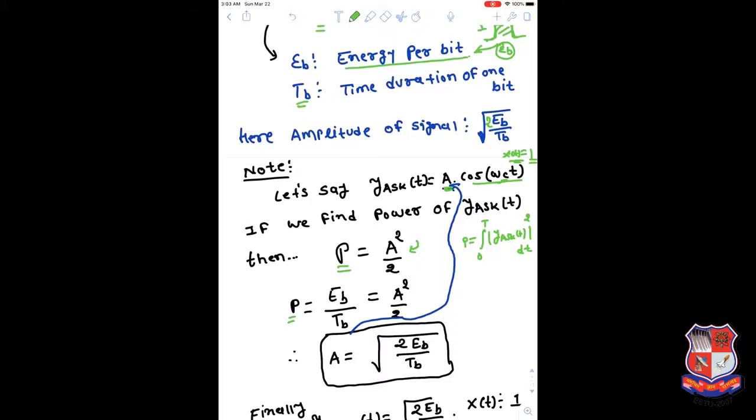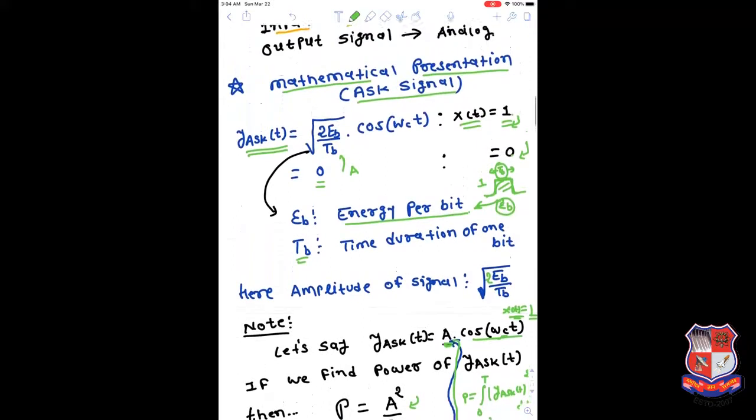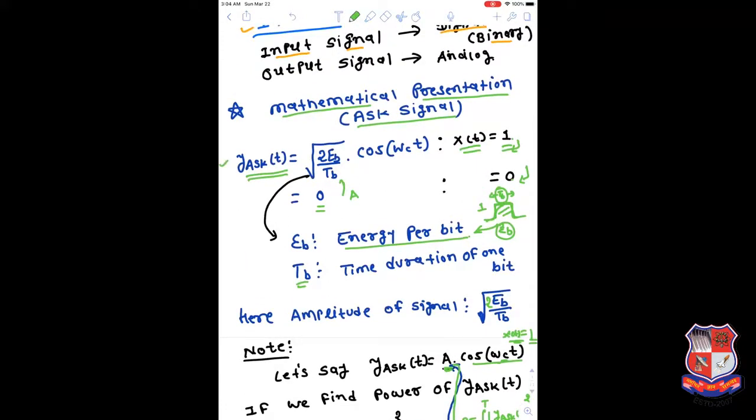But the power can also be represented as A square by 2 as per this formula. So if we correlate both, EB by TB and A square by 2, and find the equation in the form of A, then A can be identified as square root of 2 EB by TB. If we put the same value of A here, the equation becomes square root 2 EB by TB cos omega ct, and the same equation is represented here to describe the amplitude shift keying when the input 1 is transmitted.